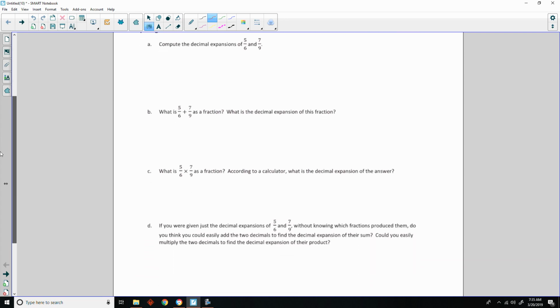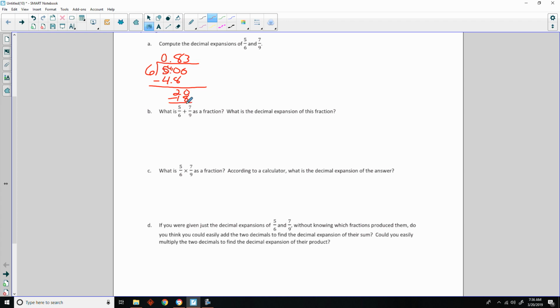Classwork, opening exercise. Compute the decimal expansion of 5 over 6. To compute a decimal expansion, you can do long division. 6 will not go into 5, but 6 will go into 50 8 times. 6 times 8 is 48. Subtract and get 2. Bring down a 0. 6 goes into 20 3 times. 18. And as you can see, it's going to be 2 over and over and over. So it's 0.83333 repeating forever and ever.